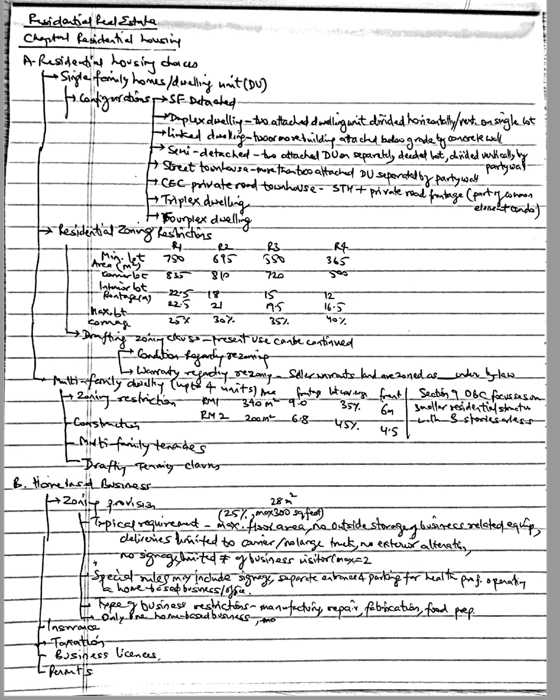Municipalities may set out various enterprises that cannot be operated as a home-based business. These would include certain activities that would not be consistent with the residential area, such as manufacturing, repair, fabrication, and food preparation.